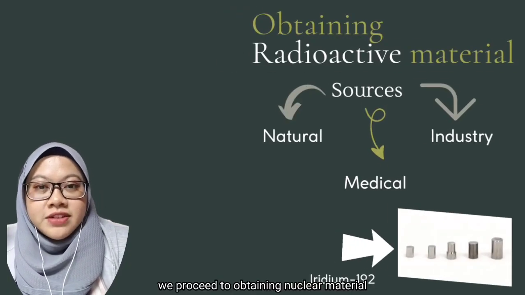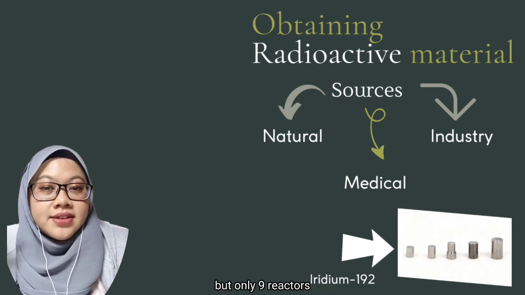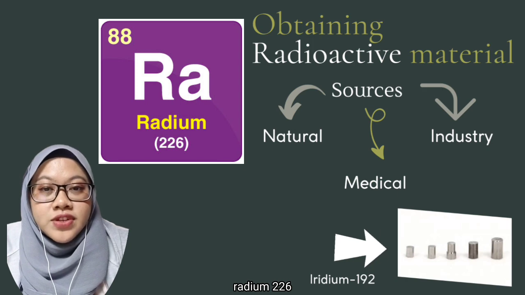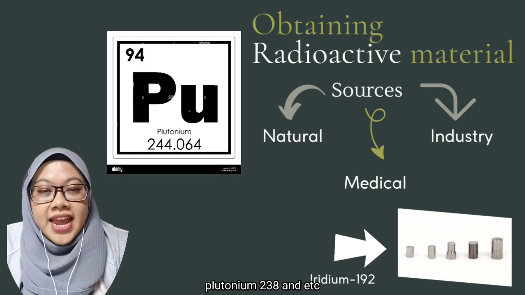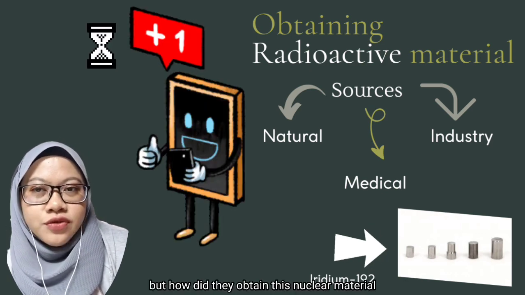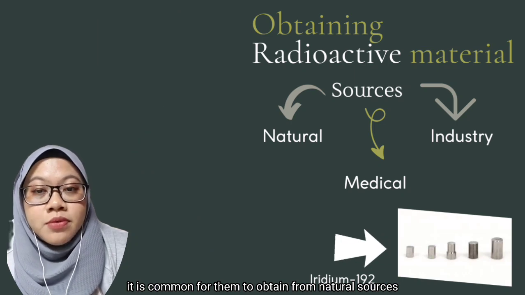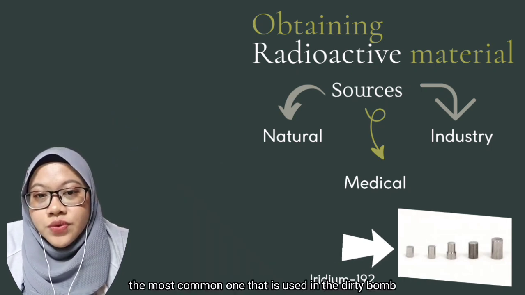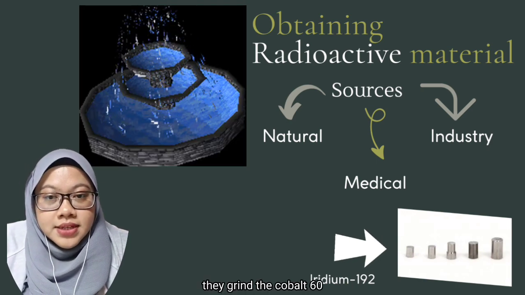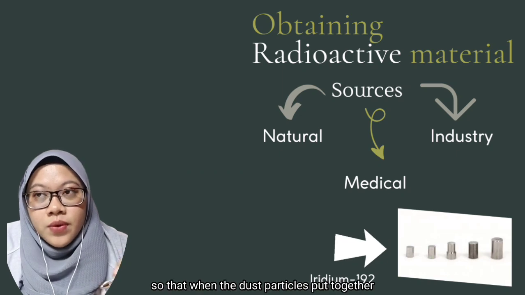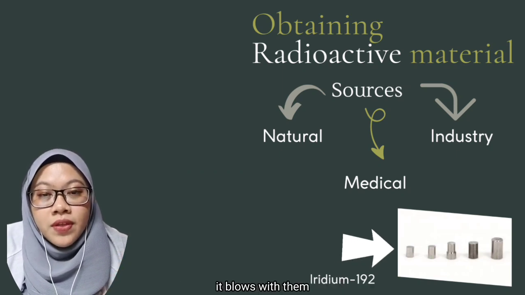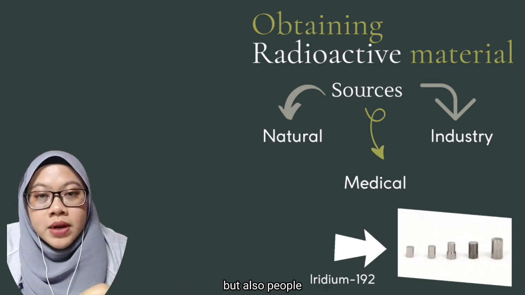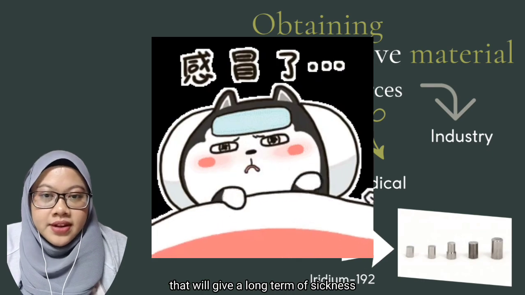We proceed to obtaining nuclear material. There are a variety of sources, but only nine radioisotopes potentially used in a dirty bomb, such as cobalt-60, iridium-192, radium-226, polonium-210, plutonium-238, and so on. But how do they obtain this nuclear material? It is common for them to obtain it from natural sources, medical sources, and also industries. The most common one used in the dirty bomb is cobalt-60. They grind the cobalt-60 into dust particles, so that when the dust particles are put together with the conventional explosive, it blows up with them. Then the wind will carry the dust particles to a wider area, contaminating not only buildings but also people, which will give long-term sickness.